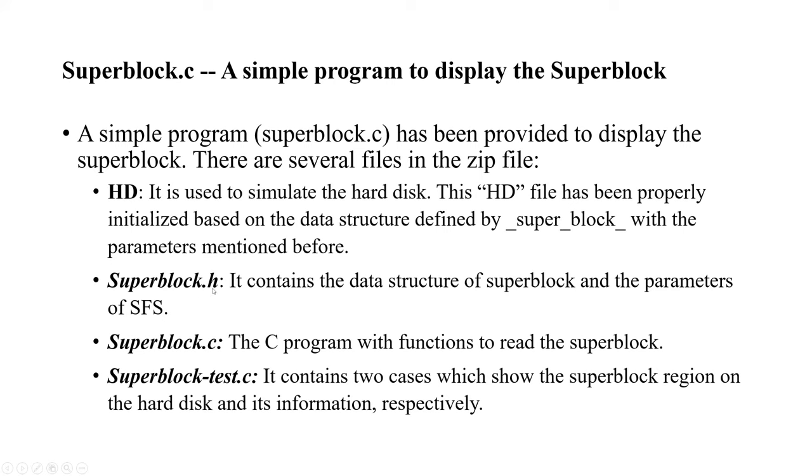Firstly, the subblock.h, this header file, defines the data structure of the subblock and some related parameters. And then we give you a C program, the subblock.c. It implements several functions to read from this hard disk. And finally, we give you a subblock test C program. It contains two test cases, which will show the subblock region on the hard disk and also display the information after we read from the hard disk into the memory.